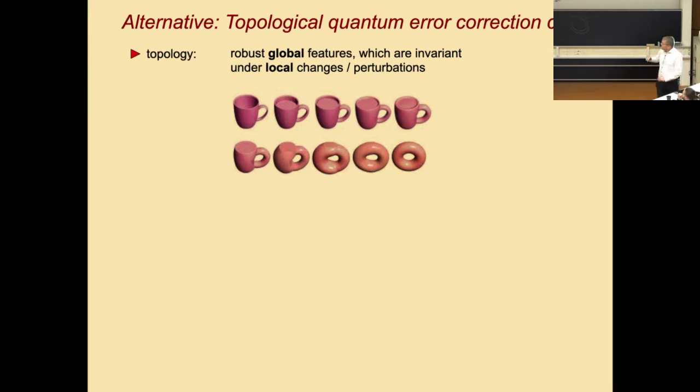Okay, so first in a qualitative picture, what is a topology? Well, it's some global features that are robust under local deformations or perturbations of your system. So what you see here is a cup, and I can deform this locally, continuously without breaking this object into this donut. And what you see here is that those two objects share this global property, namely that they have one hole in the middle.